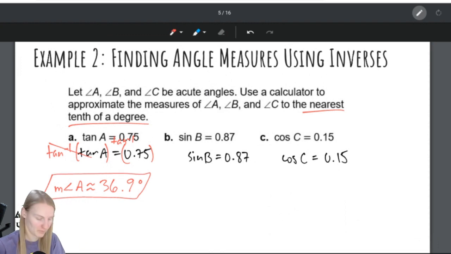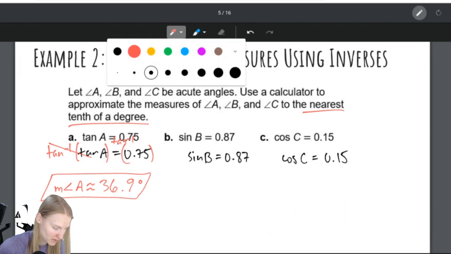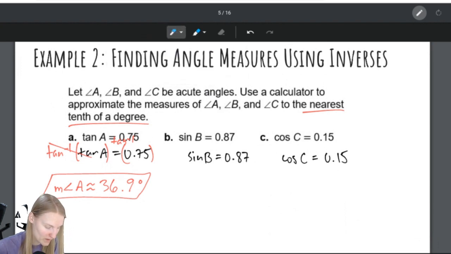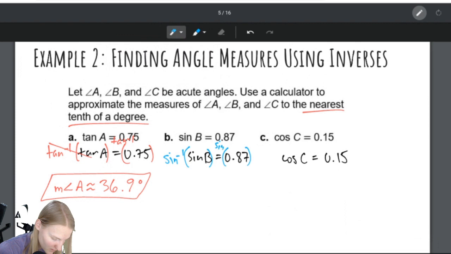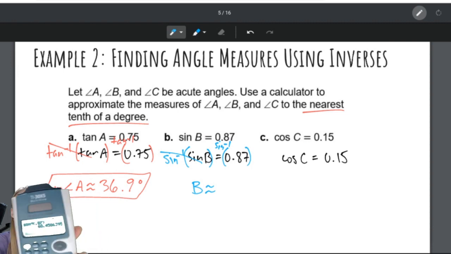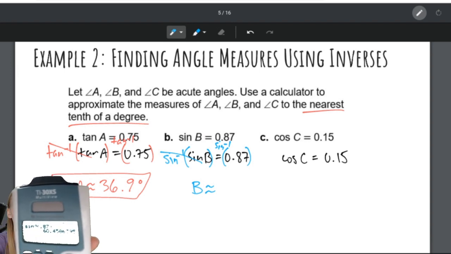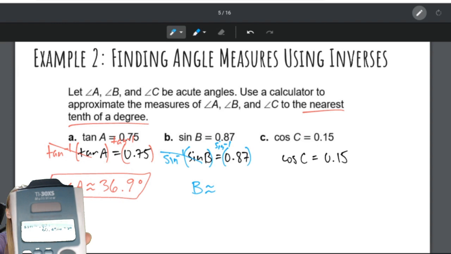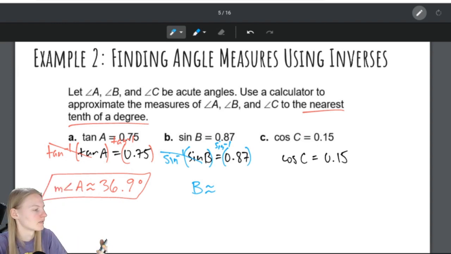Beautiful. So I hope you've guessed by now we're going to do the exact same thing with part B, only we're going to take sine inverse, because that's what undoes sine. We do sine inverse of this side and sine inverse of this side. Those sine inverses cancel each other out, and we get that B is roughly the sine inverse of 0.87, which is barely 60.45. Can't find the right lighting for that. That's all right.